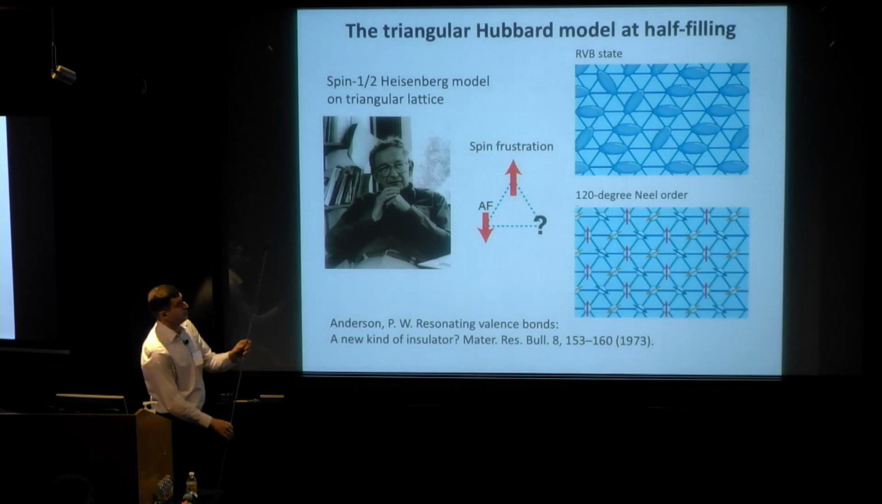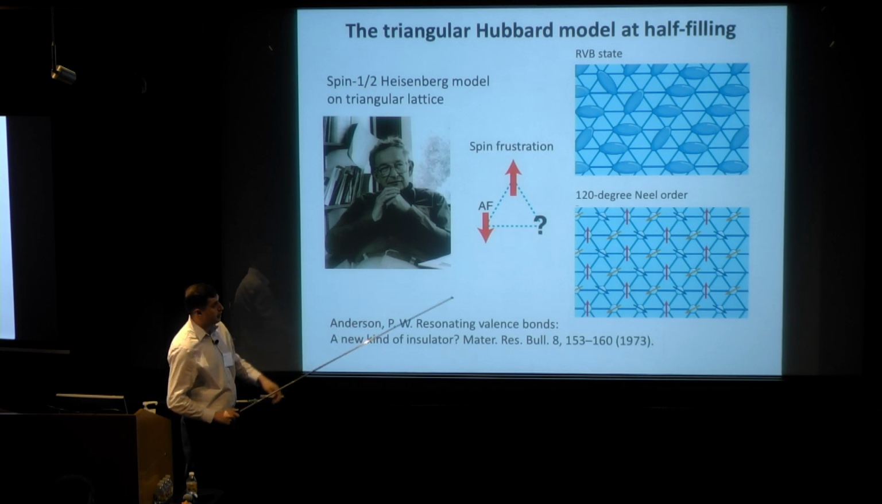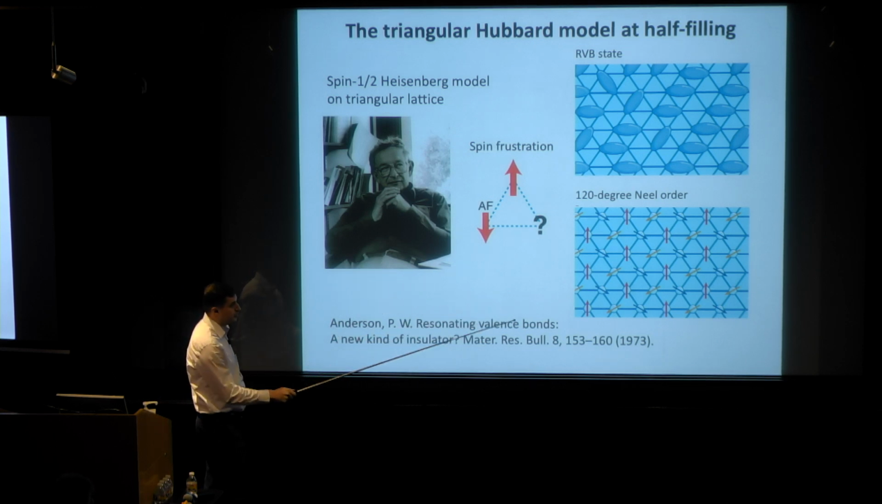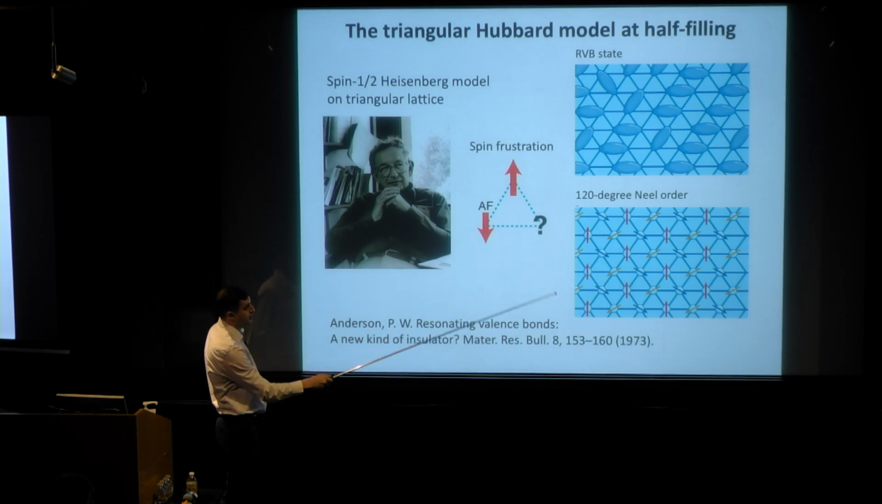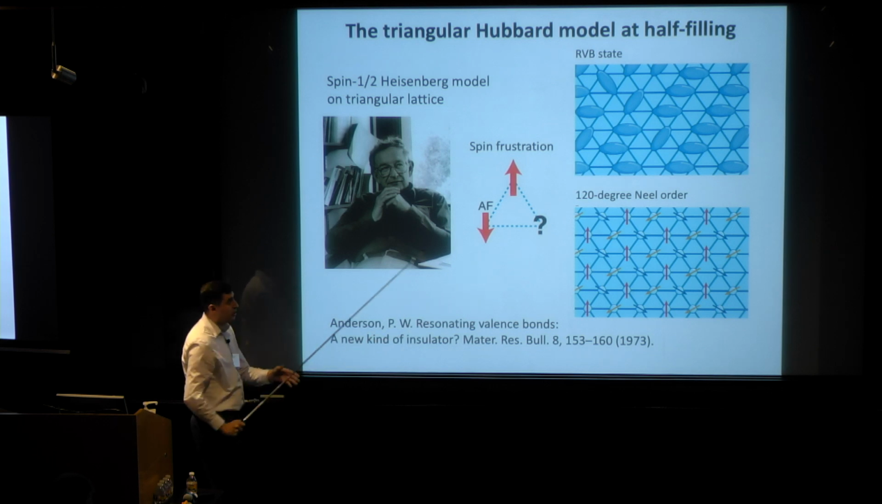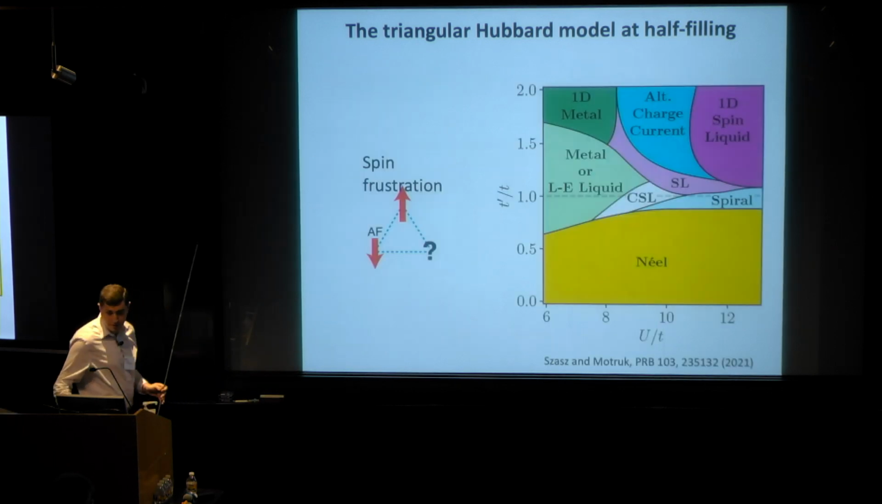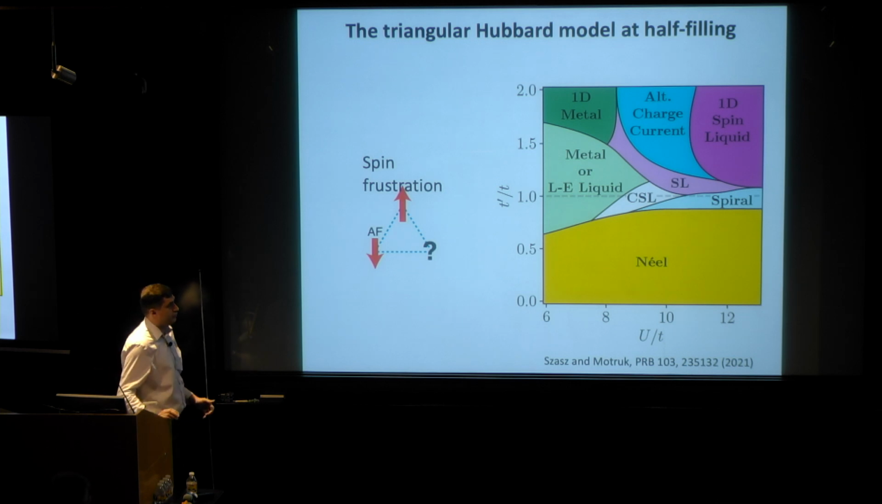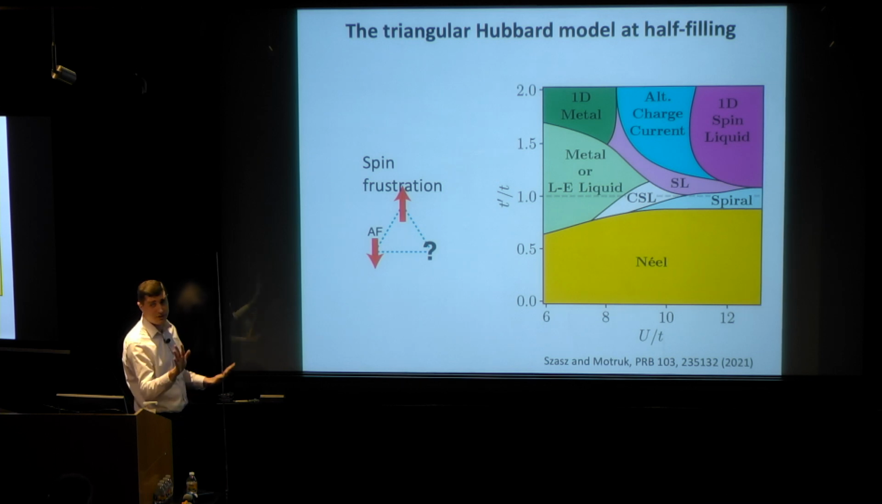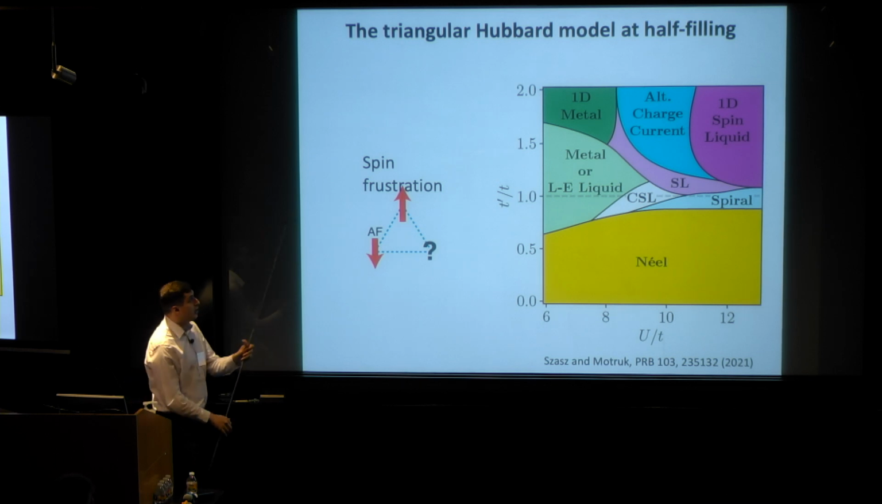The ground state of the Heisenberg model on the triangular lattice we now know is actually this 120-degree Néel order. That's in the Heisenberg model. But for the Hubbard model, where you now can control U over T, so you're not necessarily in this very large U over T limit, you have a much richer phase diagram. And this is only at half filling, okay?